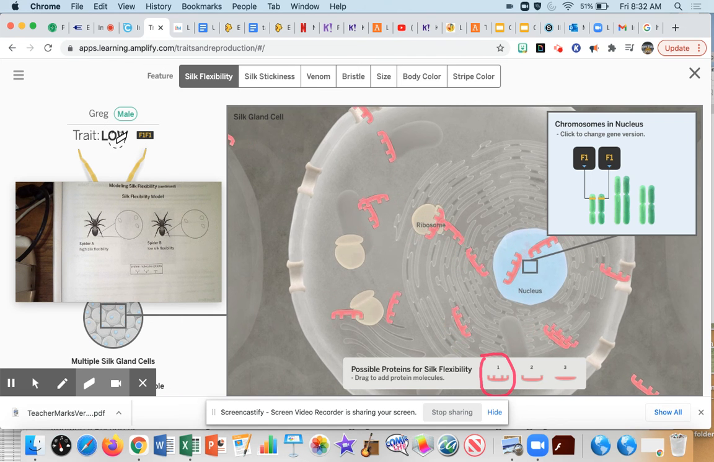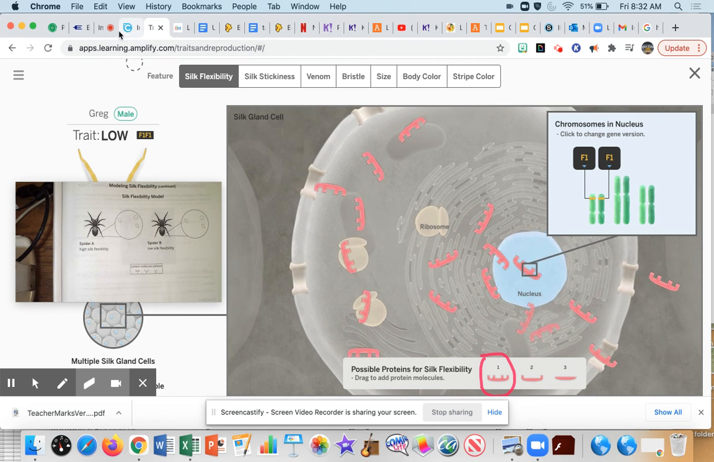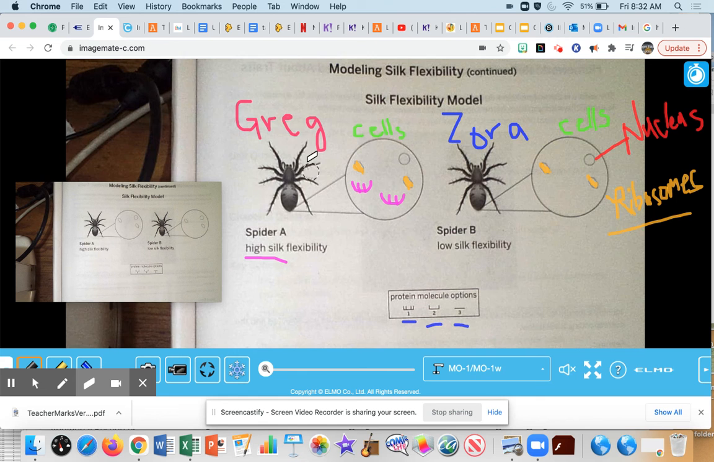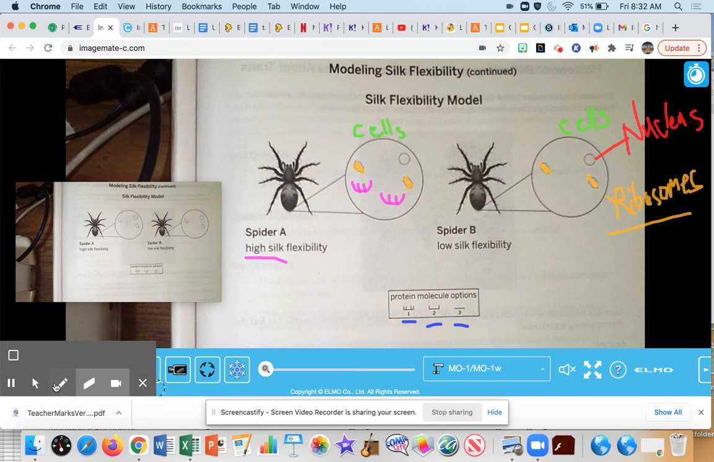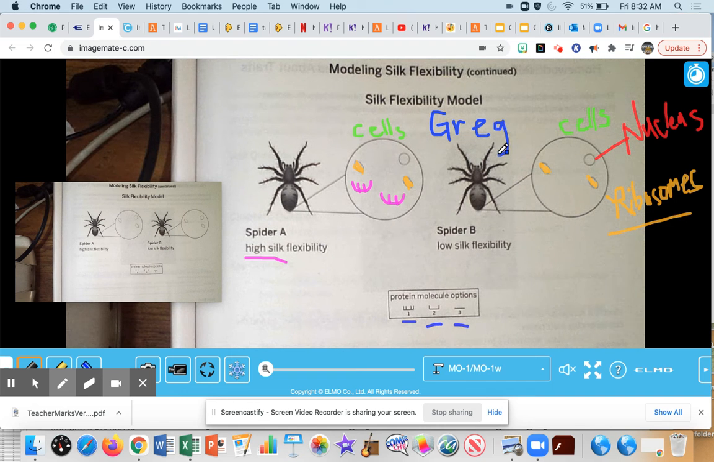So Greg has a low silk flexibility. So all we have to do is switch Greg and Zora's name. So Greg, again, has low silk flexibility, not high. And we're going to switch Greg and Zora's name. So Greg is here. And Zora is over here.